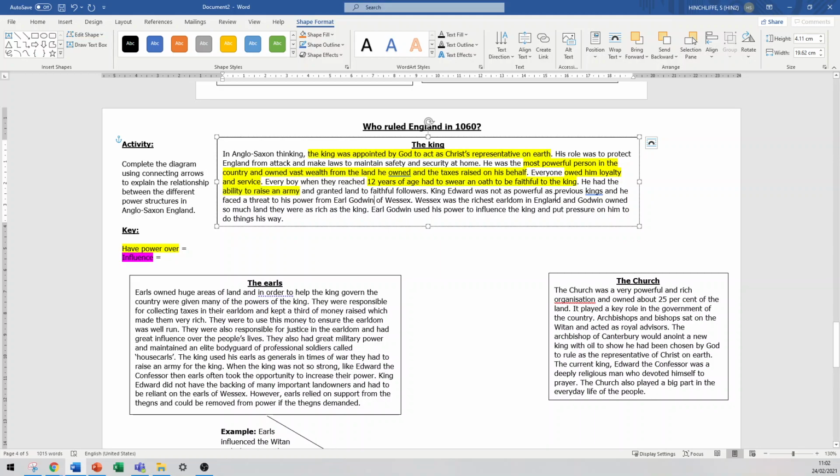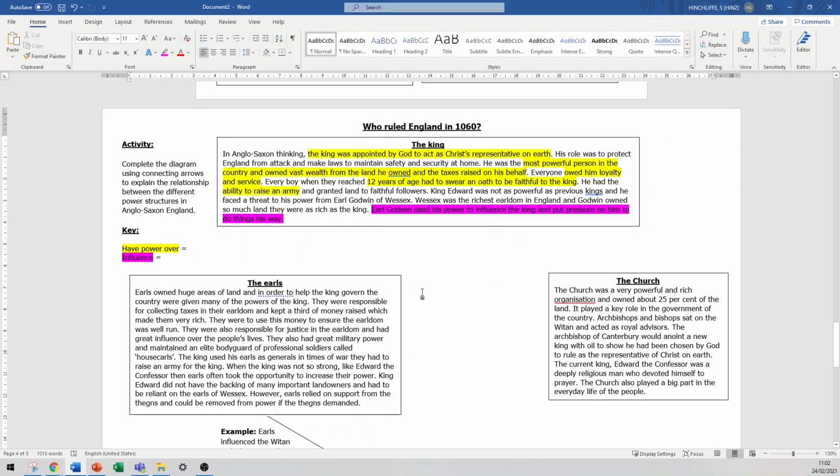But King Edward was not as powerful as previous kings. He faced a threat from Earl Godwin. Wessex was the richest earldom, and Earl Godwin could use his power to influence the king and put pressure on him to do things his way. So sometimes the earls could put pressure on and influence the king.